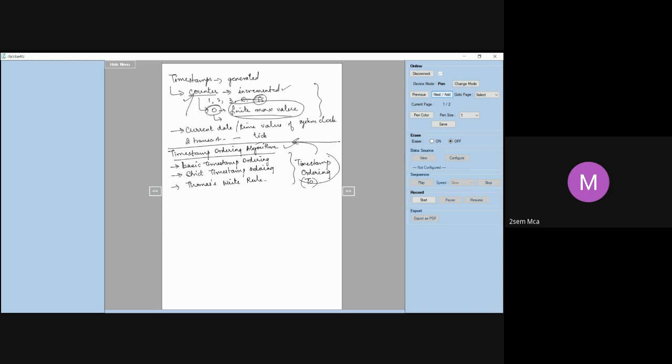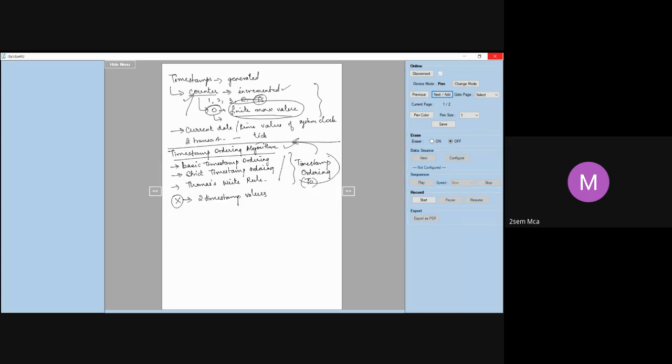Now all three of these algorithms share certain commonalities, some conventions that we use for all of them. What are they? These algorithms will associate with every database item X two timestamp values. A database item X can be a file, a record, a table, any database item.